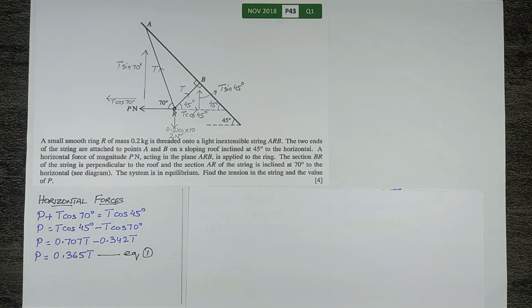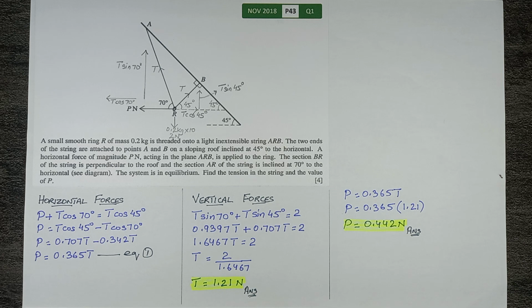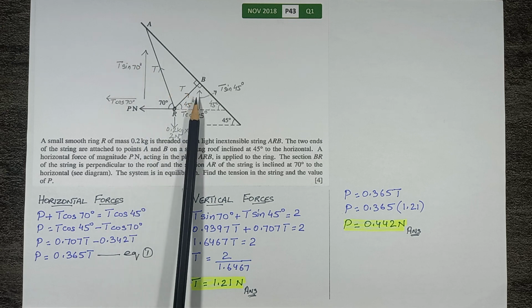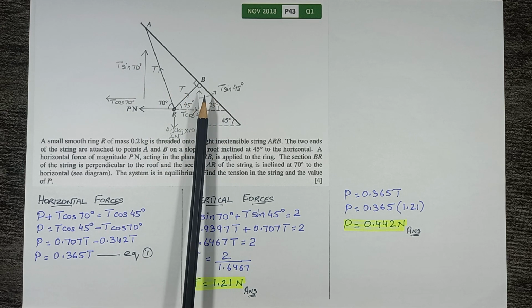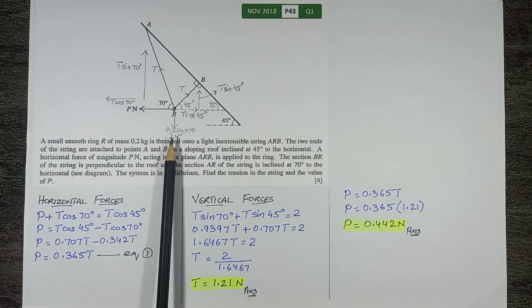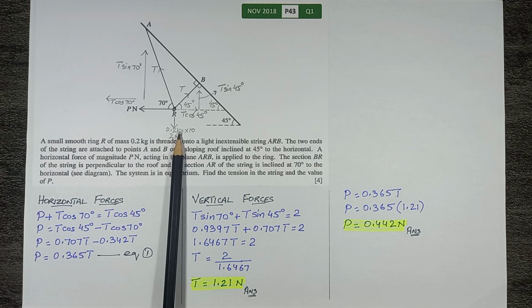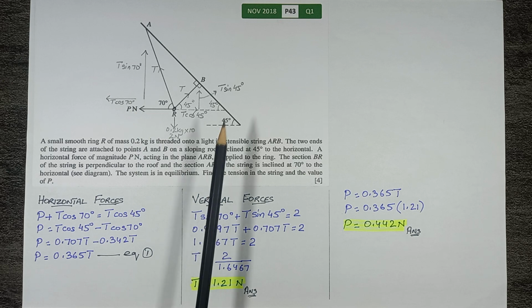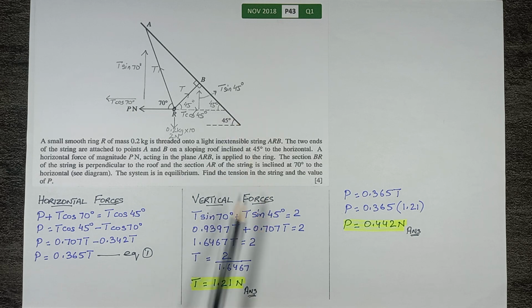We will make another equation based on vertical. If we just look at the vertical forces and look at the diagram, we can easily see that we have a vertical force T sin 70 pointing upward, this one T sin 45 again pointing upward, and then the mass of the ring, 2 Newton, pointing downward, because the condition is an equilibrium. That means the sum of these two, T sin 70 plus T sin 45, would be equal to this 2, and after that we could simplify it.